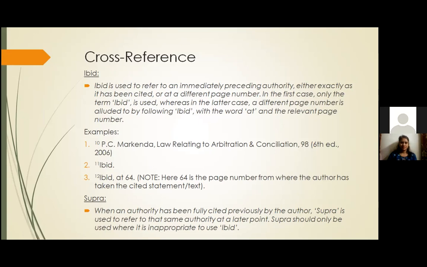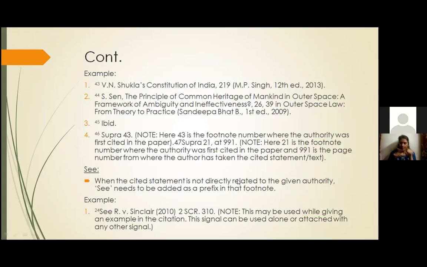And supra is used when the author has fully cited the previous one. Let's take an example and understand. For example, supra, let's see this series 43, 44, 45, 46. All these are your footnotes. And supra 43, so what is 43? It is V.N. Shukla, Constitution of India. So in footnote number 46, if I want to refer to footnote number 43, I'll mention supra 43.